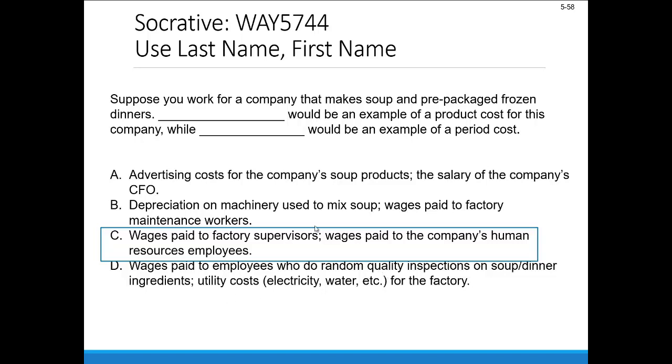That'd probably be overhead since they're doing random inspections. Right? And then the second one, utility costs for the factory, that would also be a product cost, not a period cost. Again, any cost in and around that production process, in and around the factory there, we can consider some kind of product cost. And utilities are certainly manufacturing overhead when we get that far.